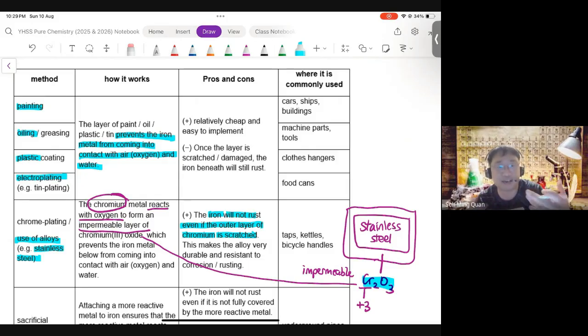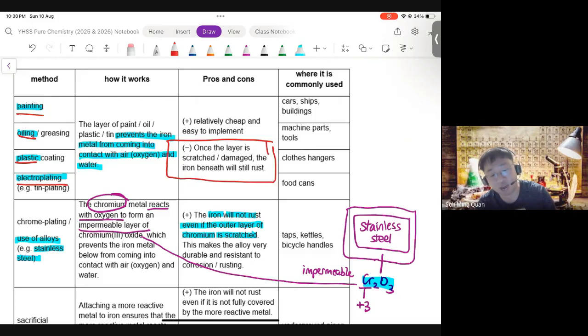Now, on the other hand, you can clearly see for painting, oiling, plastic, electroplating, the major disadvantage is that once the layer of paint is scratched off, or once the layer of tin is scratched off, the iron will start to rust. You have all encountered this.